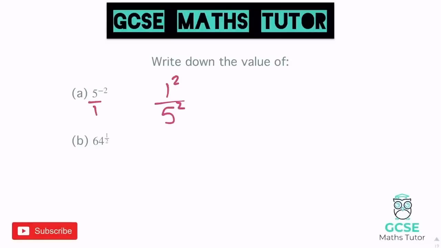It's a normal squared power. So 1 squared on the top is 1, and 5 squared on the bottom is 25, and that's our final answer there. Onto a fractional power.